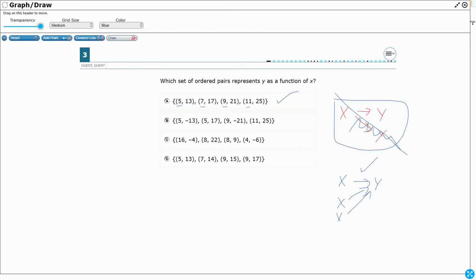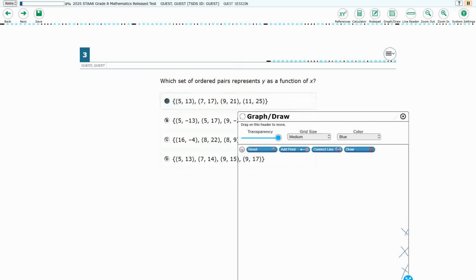Just take a look. I've got 5 and 5. 5 goes to 13, and 5 also goes to 17. One x, multiple y's, not going to work. Here on C, I've got 8 and 8. 8 goes to 22, 8 also goes to 9. One x cannot go to multiple y's. And then here I've got 9 and 9. 9 goes to 15, 9 goes to 17. Can't get it. So our answer here is A.